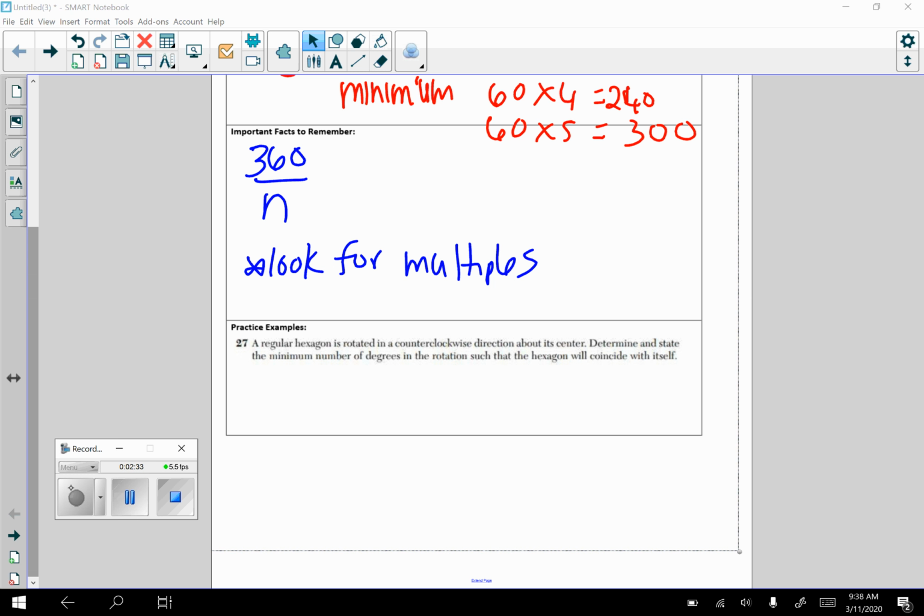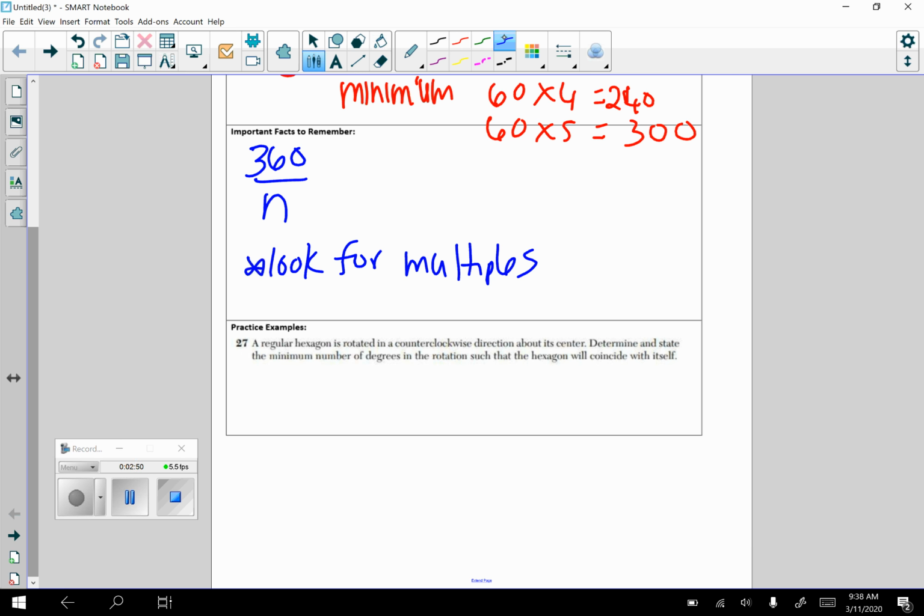Let's look at the next question. A regular hexagon is rotated in a counterclockwise direction about its center. Determine and state the minimum number of degrees in rotation such that the hexagon will coincide with itself. So coincide is another word for onto. So we have regular hexagon. We know that's 6 sides. Coincide with itself, think onto.